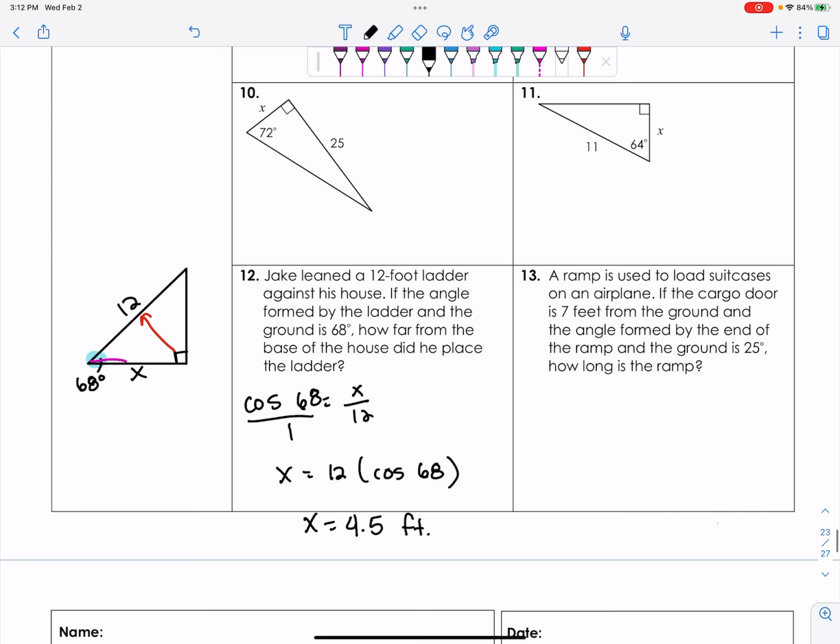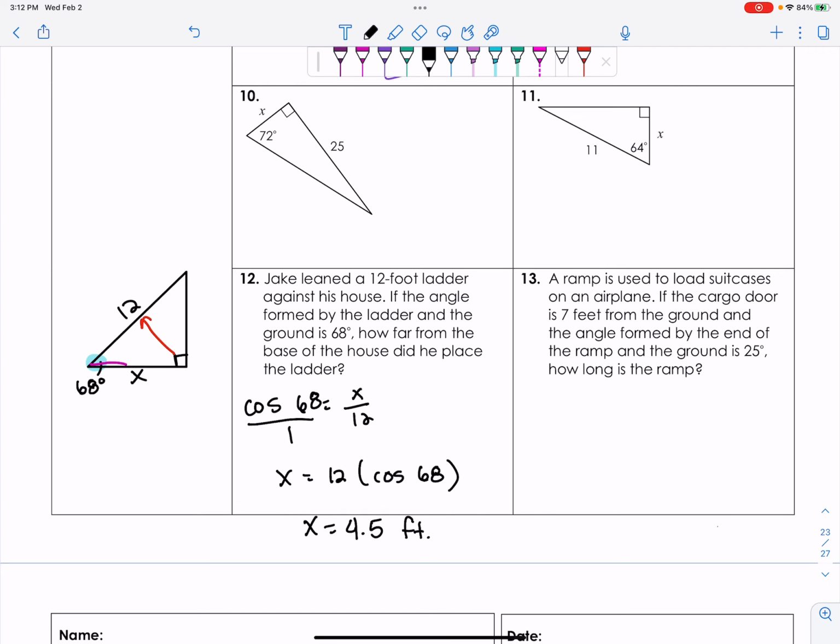The key part to all of trig functions is going to be to look at what you are being given, what you need to find in relation to your reference angle, and then from there determine which trig function you need to use.